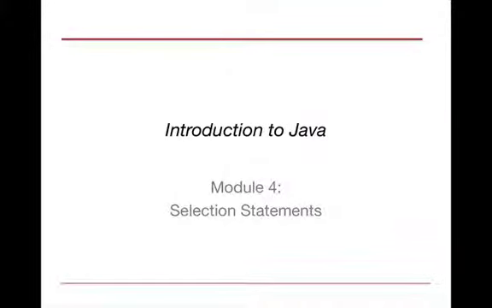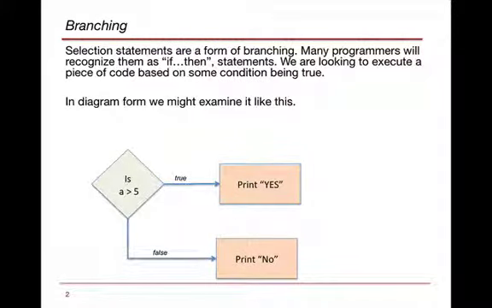In this module, Module 4, we're going to be talking about selection statements. These are obviously used in branching, where we want the code to assess a certain condition and move towards one piece of code or another. So selection statements are this form of branching.